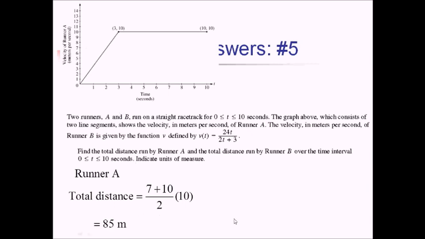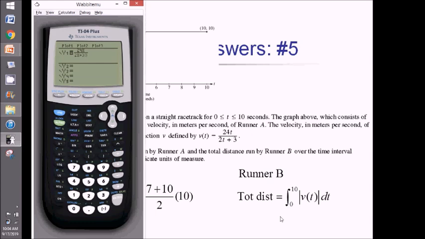All right, now for runner B, we're going to need to take the integral of the absolute value of this velocity right here. And specifically, I'm going to need the integral of absolute value of velocity from 0 to 10. So I'm going to use the calculator for this part. So here I've entered my velocity function in my y equals. I'm going to quit out now, and I'm going to math 9 this one from 0 to 10.